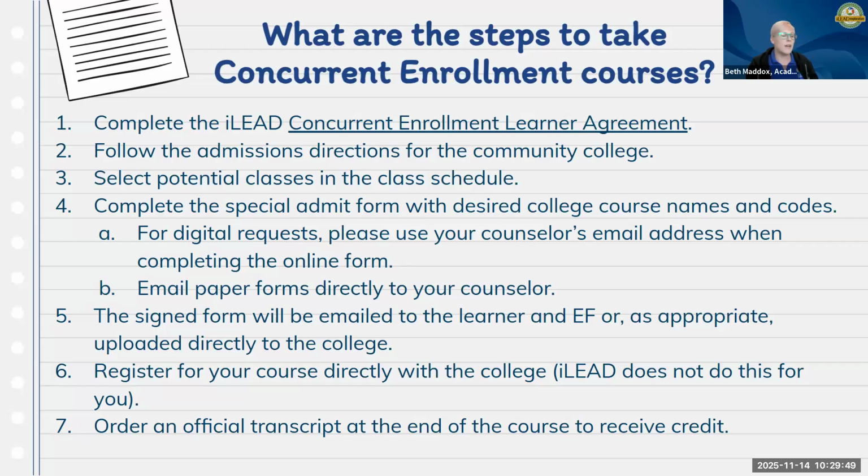Once that class is done, the final step is that you're going to order that official transcript at the end of the semester in order to receive credit. So those are the steps for concurrent enrollment.